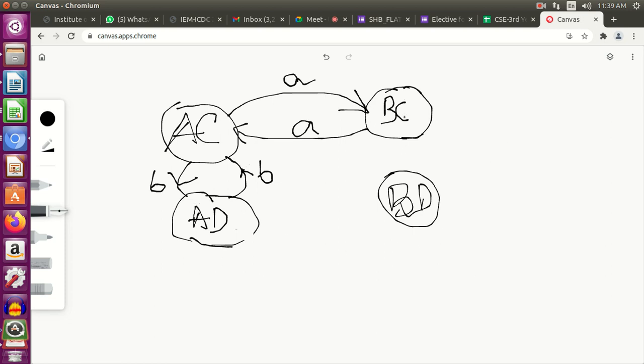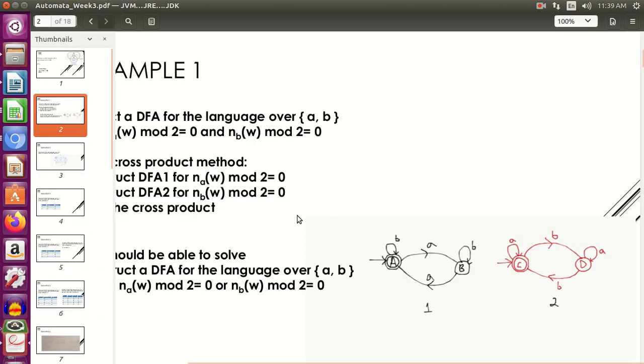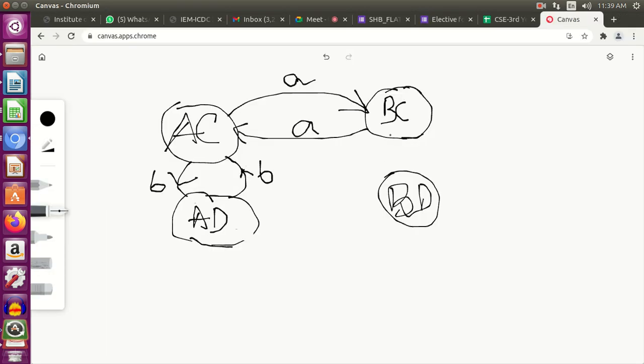Here B is common, so C to D I'll check. C to D was again with B transitions. So add them. And over here again the D part is common, so A to B you have A transitions, as we have just seen.